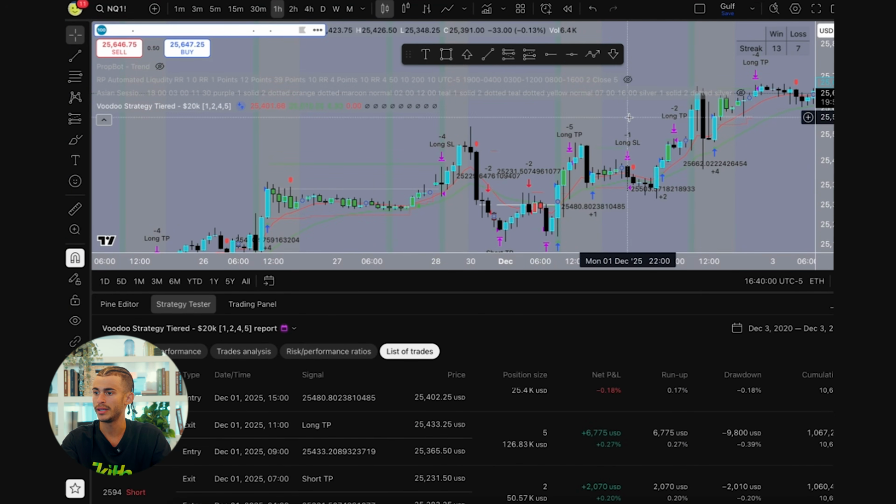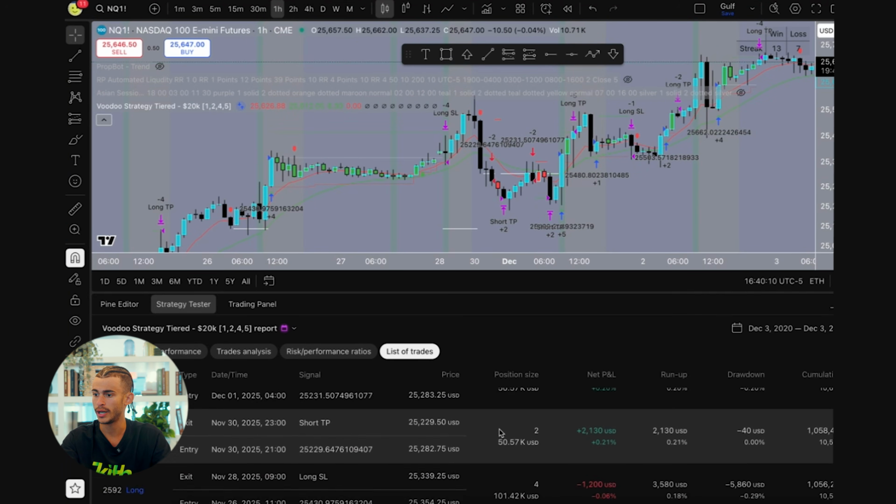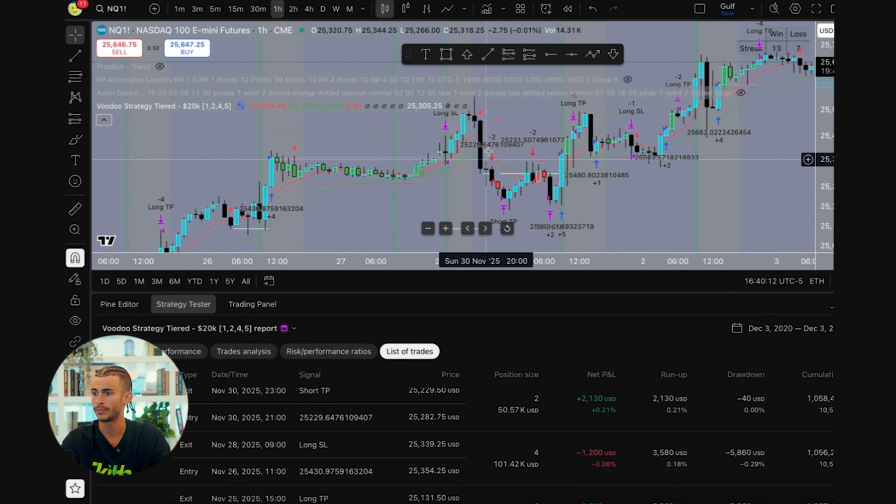And then we made $6,675. We longed that entire move up, which was beautiful. We made another $2,000 over here. And then we took some shorts for $2,000. Another small loss of $1,200 right in there.